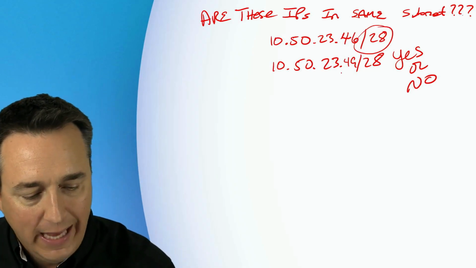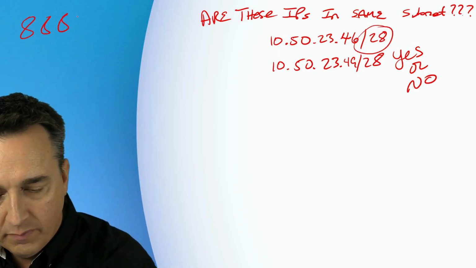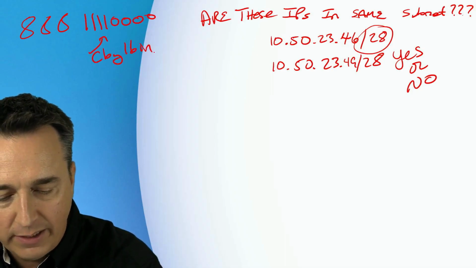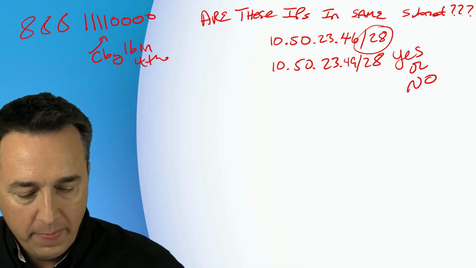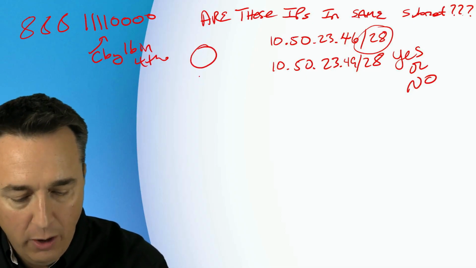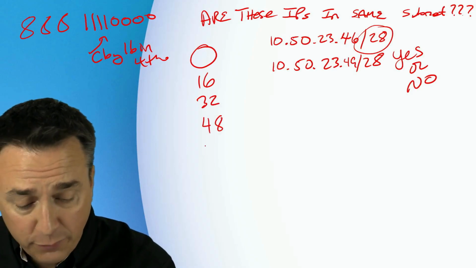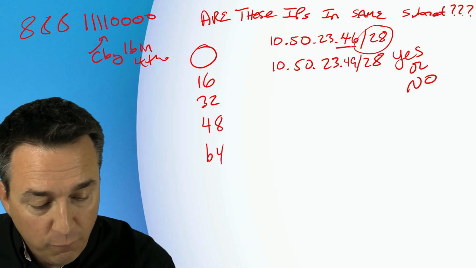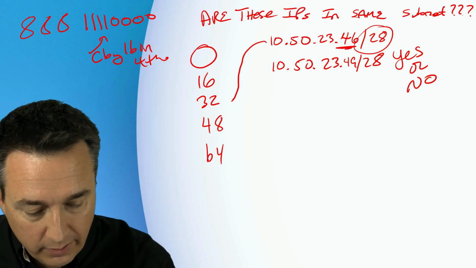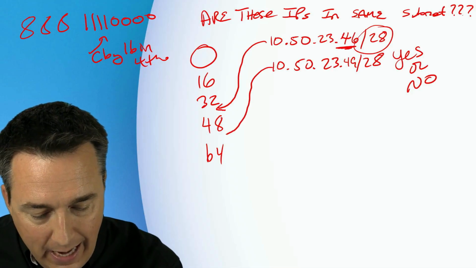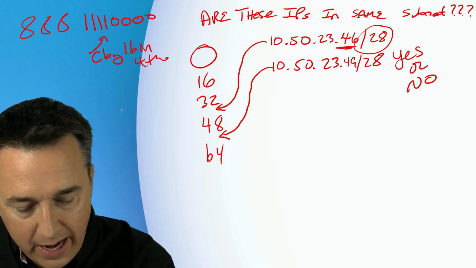Well, if you're a /28, 24, 25, 26, 27, 28, 29, 30, 31, 32. So we are counting by 16 in the fourth. So what are we counting by? We got 0, 16, 32. Then the next network is 48. Next one's 64. So 46 lives in this network. 49 lives in this network.